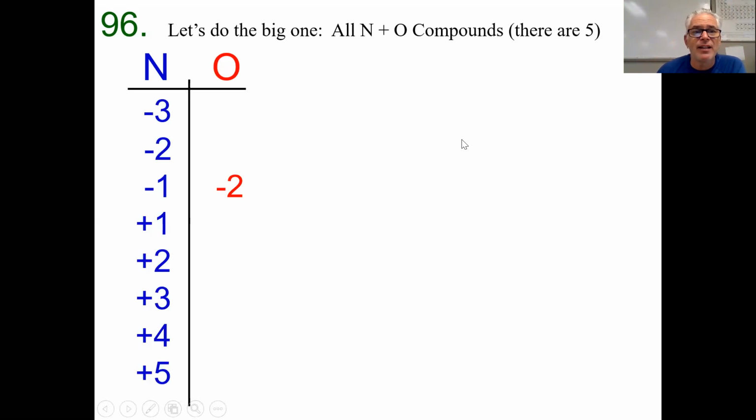I can't write them by hand. Look at this. -3, -2, -1, and +1, +2, +3, +4, and +5. Nitrogen has the most oxidation states out of any atom on the periodic table. And oxygen only has 1. We have to be methodical, right? There's a lot. It's going to be easy to get lost here. So we're going to be very methodical.